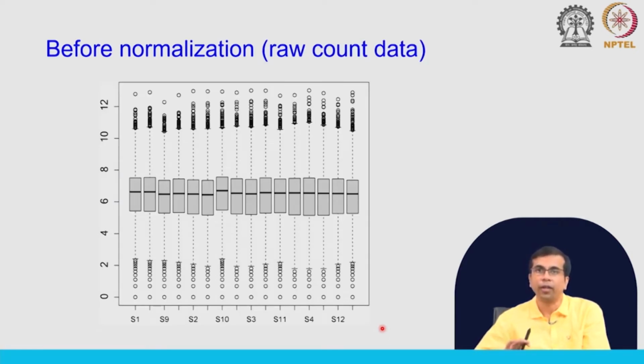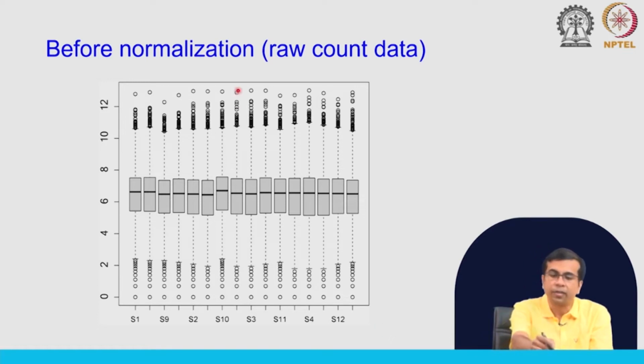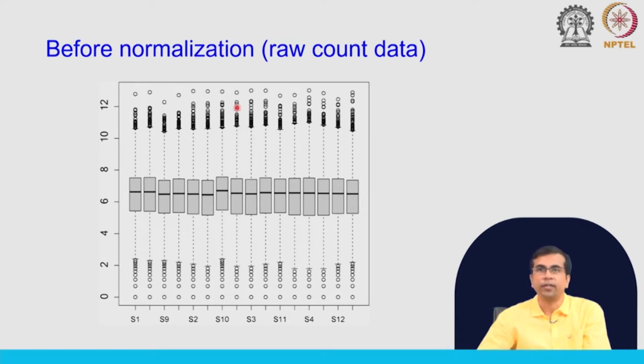Here I am showing you the raw count data. This is a simple box plot, this is not an RLE plot that I have shown you earlier. This is a simple box plot where we are looking at the raw count data distribution for those samples. And you can see that these distributions are slightly different. Each dot here is a data point, these are the outliers, and the distributions are slightly different.